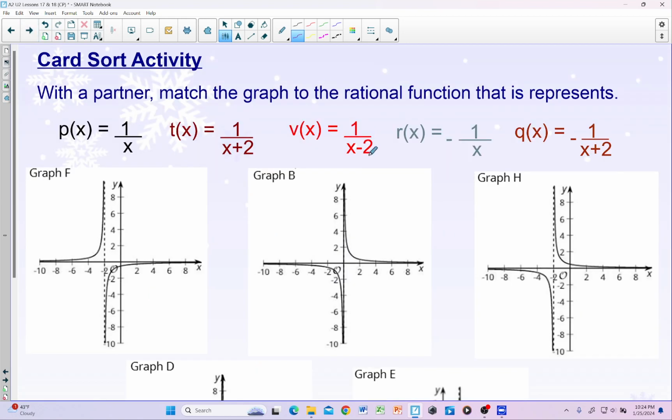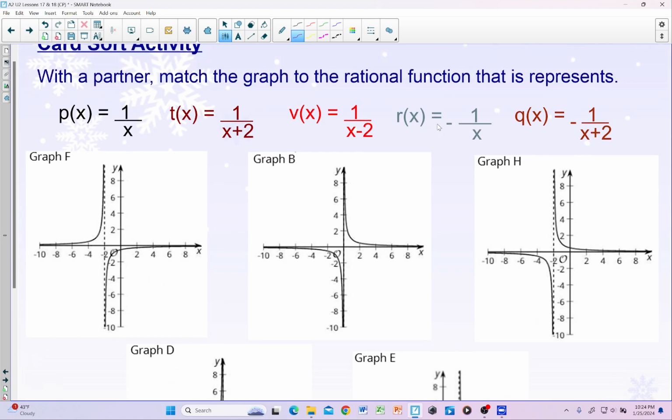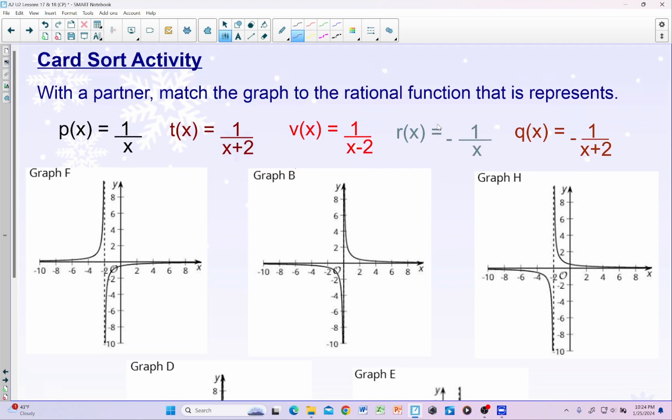Okay. So, a couple things. Let's look at these activities. Ooh, card sort. With a partner, match the graph to the rational function that it represents.